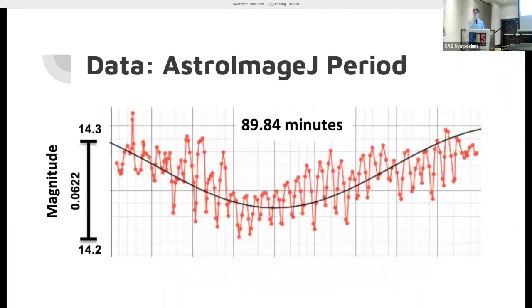This is one of the graphs from the Image J method. As you can see, a sine curve has been fitted to this data. From the peak to the valley, it has an amplitude of about 0.062 units. Due to the very long periods with respect to exposure time, the correction that was used for some of the source extractor periods was not used because it ended up being a negligible correction. This period right here most likely corresponds to one of the periods found in the literature, which is around 87 minutes.